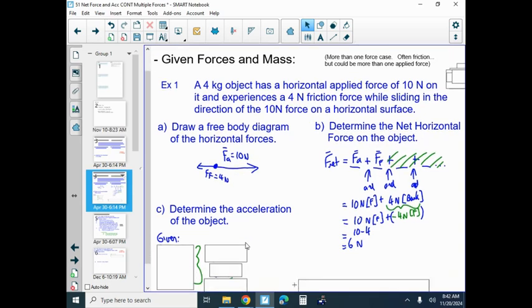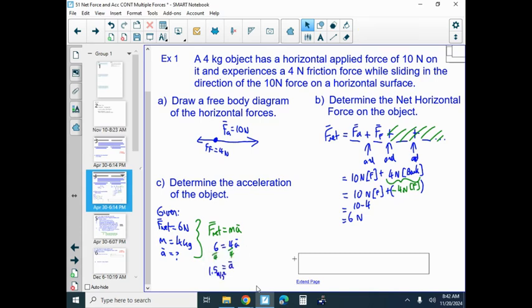Then we looked at very specifically recently that if you have the net force, then you can determine the acceleration, right? And so we have a net force of 6 and a mass of 4, and we can determine the acceleration. Nice and easy. Plug in the mass and plug in the net force and just divide both sides, and you've got your acceleration. Right?